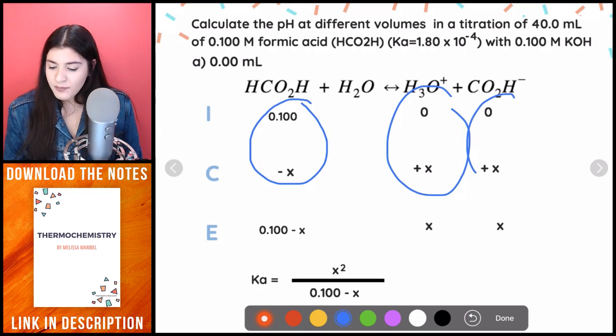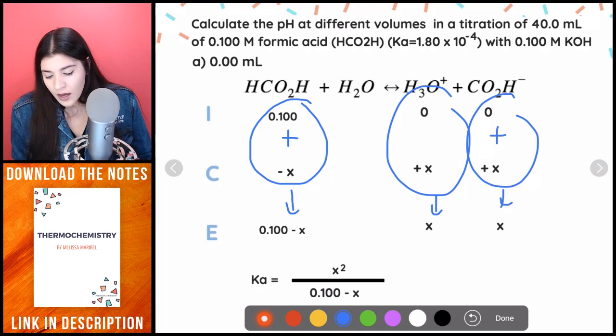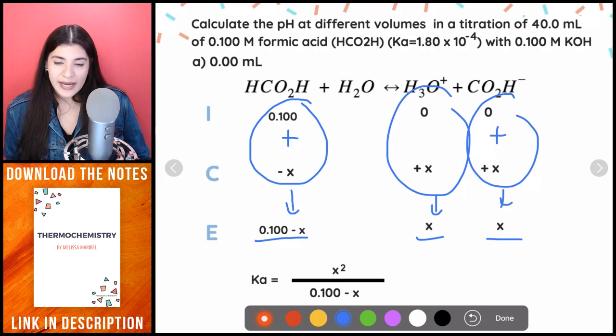So I'm adding both of these together, okay? And that's exactly where I then get the E, or what it's equal to, the equilibrium. So in this case, I know that this gives us X, and so on. And the next thing that I'm going to do is build my Ka.